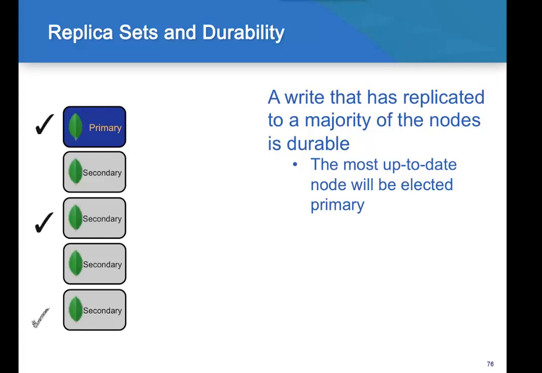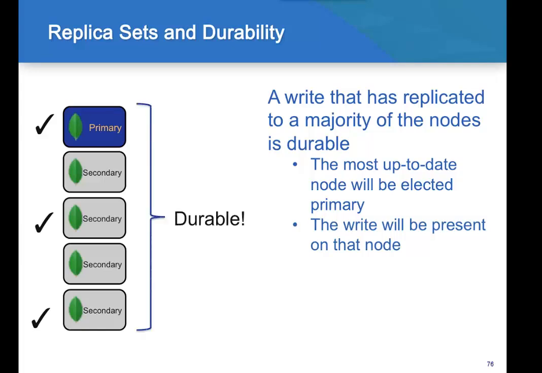So why is this? Well, if that write makes it to the primary and 2 other nodes, so we have 3 out of 5, then let's say that primary crashes, but the write hasn't made it to the journal. Whatever node is going to be elected is going to be the most up-to-date node, and it will become the primary. So that way, you know that if this write has replicated to the majority of the nodes, it's going to be durable, because that write will be present on the node that becomes primary. So once something is written to the majority of the nodes, then it's durable.